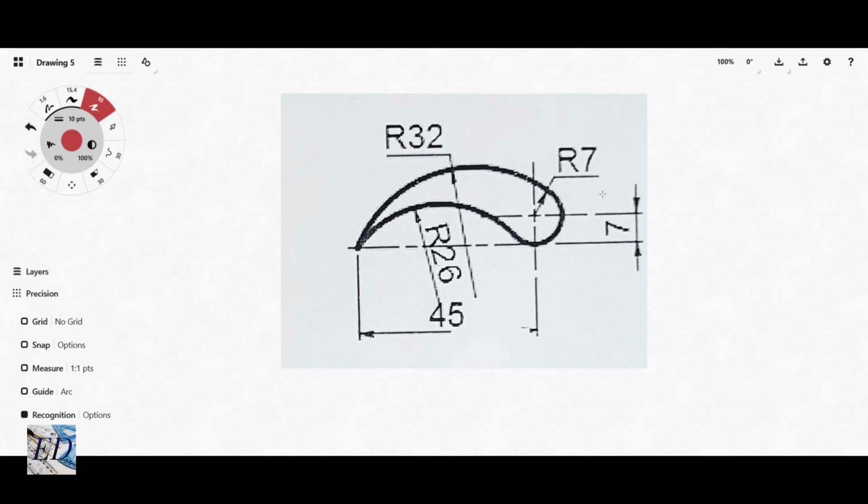Because we have one circle here that has a radius of 7 millimeters, and we have another circle that has a radius of 32 millimeters here, and we have this one having a radius of 26 millimeters.